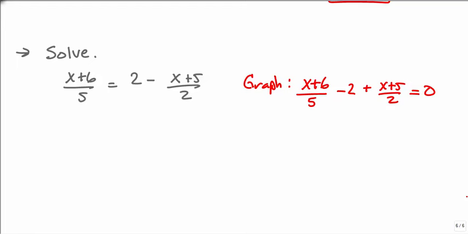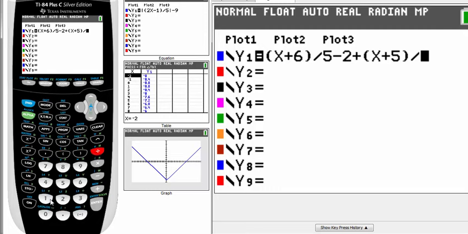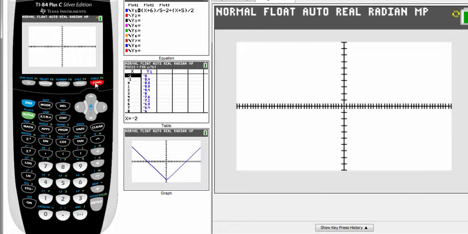So let's go ahead and graph this. Now we have to be careful that we have the x plus 6 in parentheses. So I have x plus 6 over 5. And remember, we subtracted over that 2. And then we added over, we need to have this in parentheses as well, x plus 5, close parenthesis, divided by 2. So we're going to graph this. We may need to adjust our window but we're trying to figure out, does this cross the x-axis to give me a solution? And if it does cross the x-axis, what value is that?